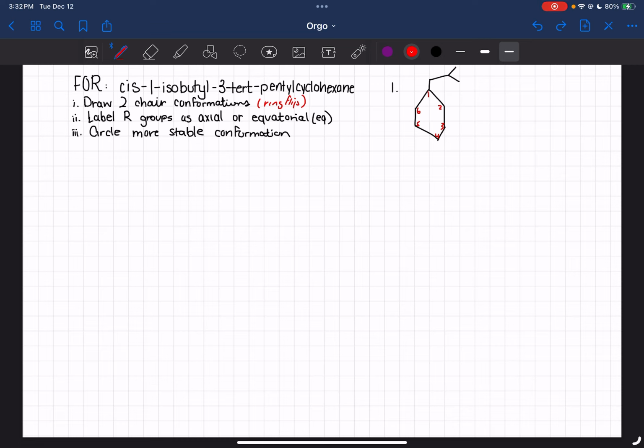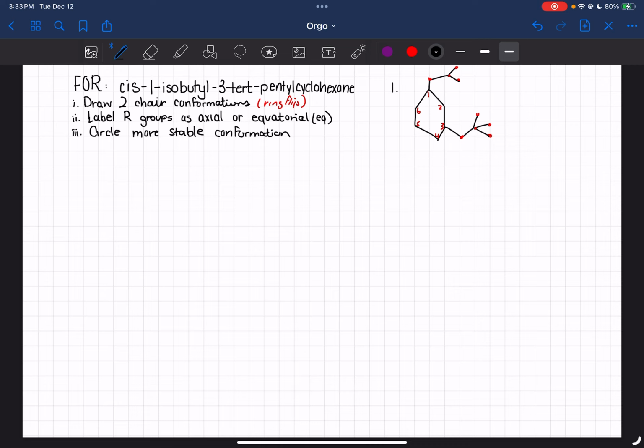And then at 3, you have a tert-pentyl. Tert-pentyl means you have a carbon that is attached to 3 other carbons, and there are 5 total carbons. That's where the pentyl comes from. So tert-pentyl is going to be like this. We can verify: 1, 2, 3, 4, 5. That is your tert-pentyl. 1, 2, 3, 4. That's your isobutyl. All right, so that's our molecule drawn, with the groups attached.